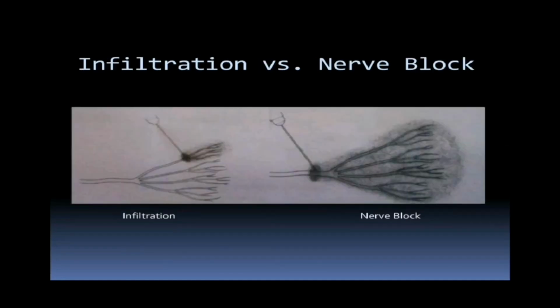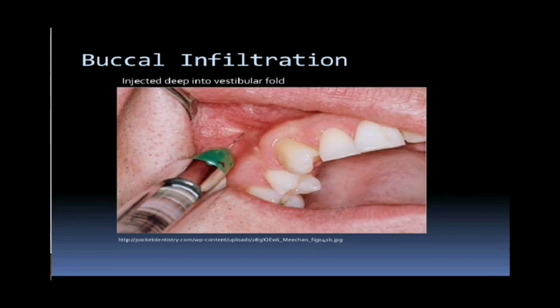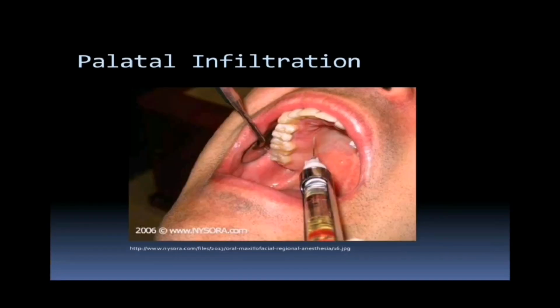There is a diagrammatic representation showing infiltration versus nerve block. Infiltration anesthesia acts locally to provide good LA, effective on local soft tissue, and acts on the teeth where bone is relatively thin, used for upper teeth, mainly, and the lower anterior teeth. Anesthetic diffuses through alveolar bone to the root apex, but is not as effective on the posterior mandibular teeth due to thick cortical bone. There is a picture showing buccal infiltration. There is a picture showing palatal infiltration.